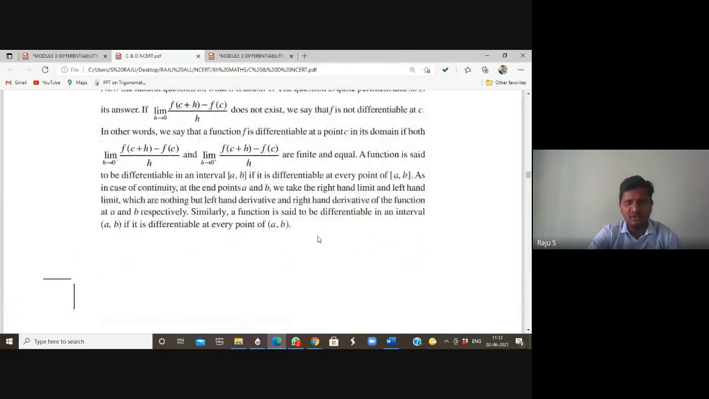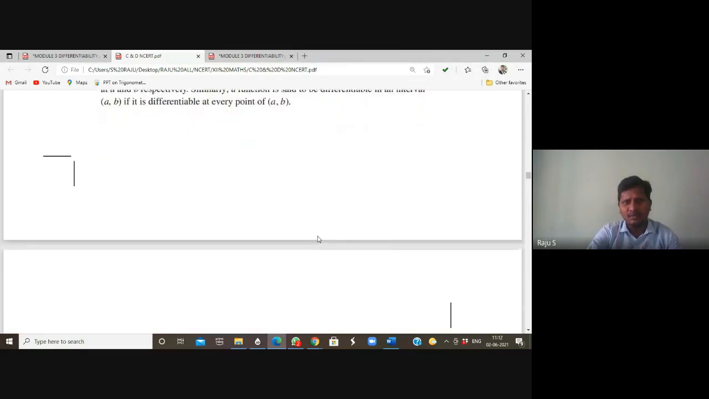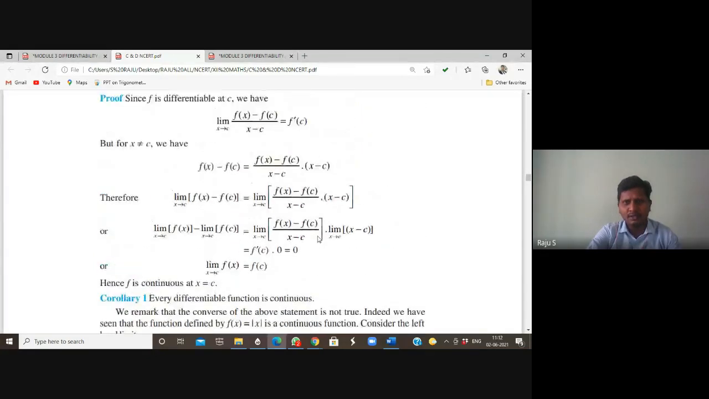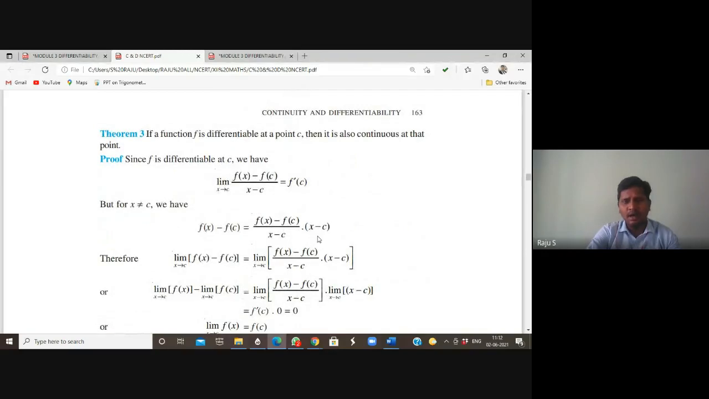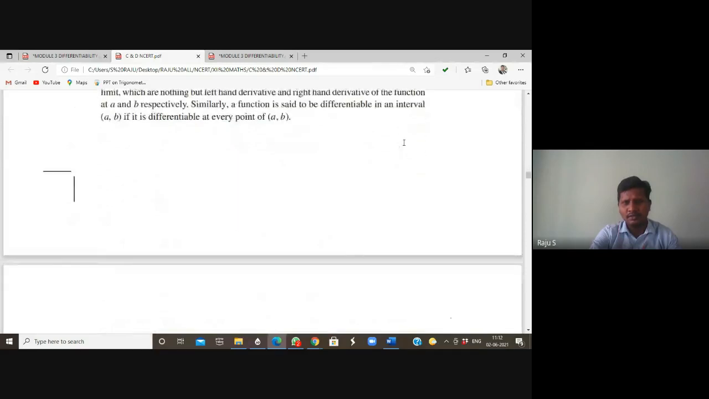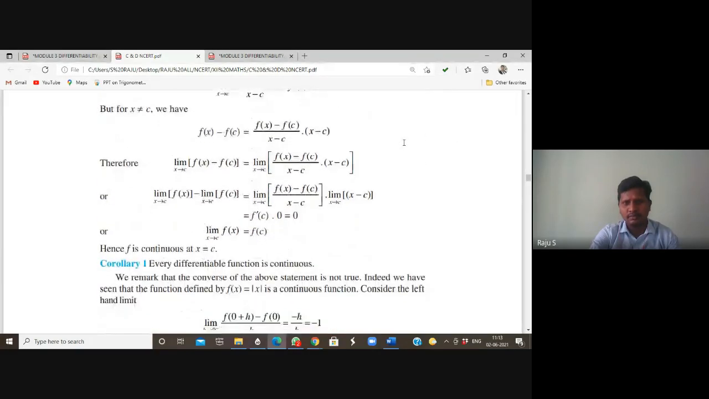Here the limits at 0 minus and 0 plus will be defined and they should be equal. Then only is the function differentiable. We proved this theorem here. I told you clearly that every differentiable function is always continuous. So if the function f is differentiable at the point c, then it is also continuous at that point. So every differentiable function is always continuous. That is the meaning of that, right? Simple.